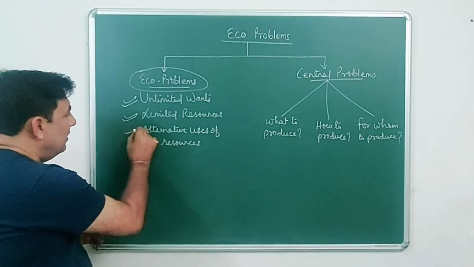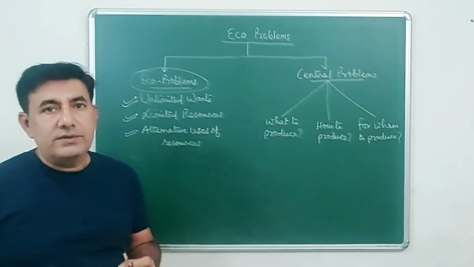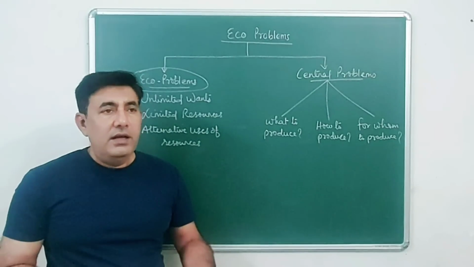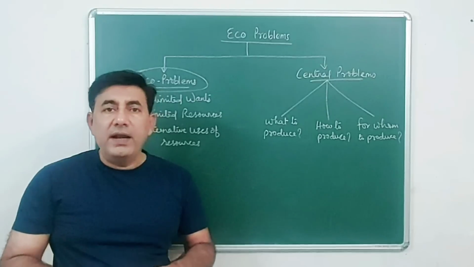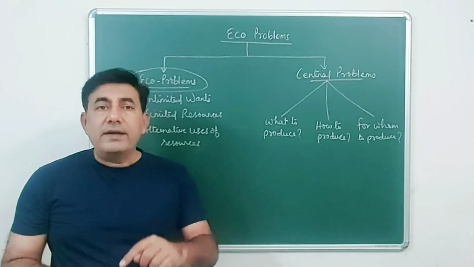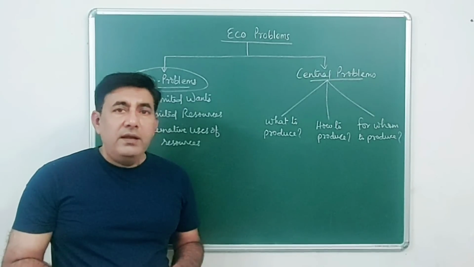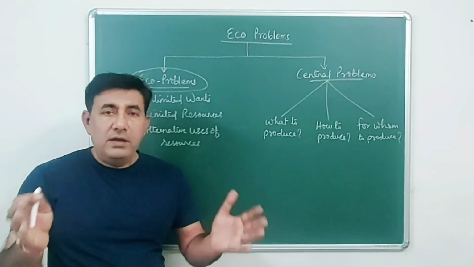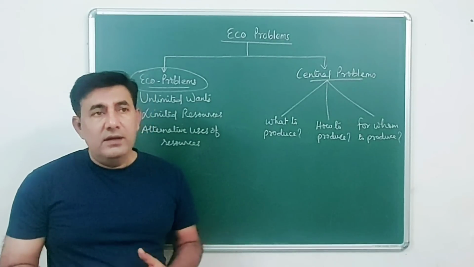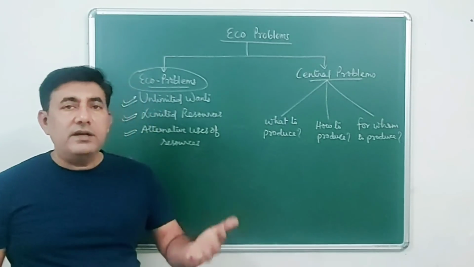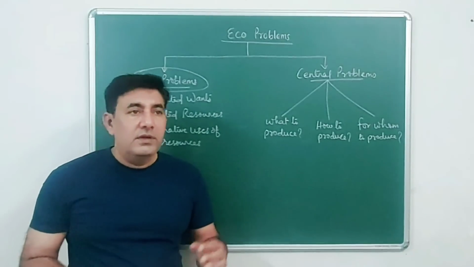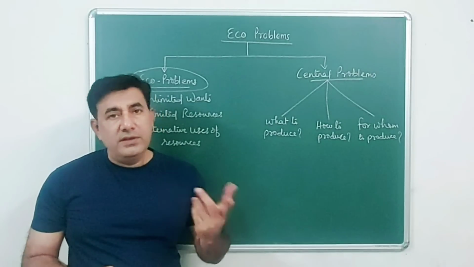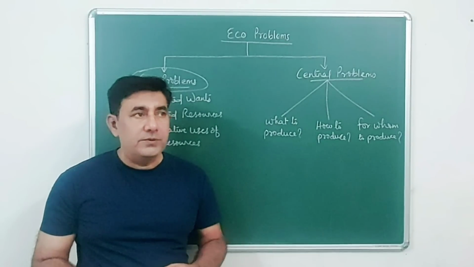And the third, alternative uses of resources. One particular resource can be used for a variety of purposes. For example, if we have a piece of land, we can construct a factory over there. We can construct a school. We can construct a mall. So like that, every resource has alternative uses, and we have to decide which is the most suitable type of use that we can put that resource into.